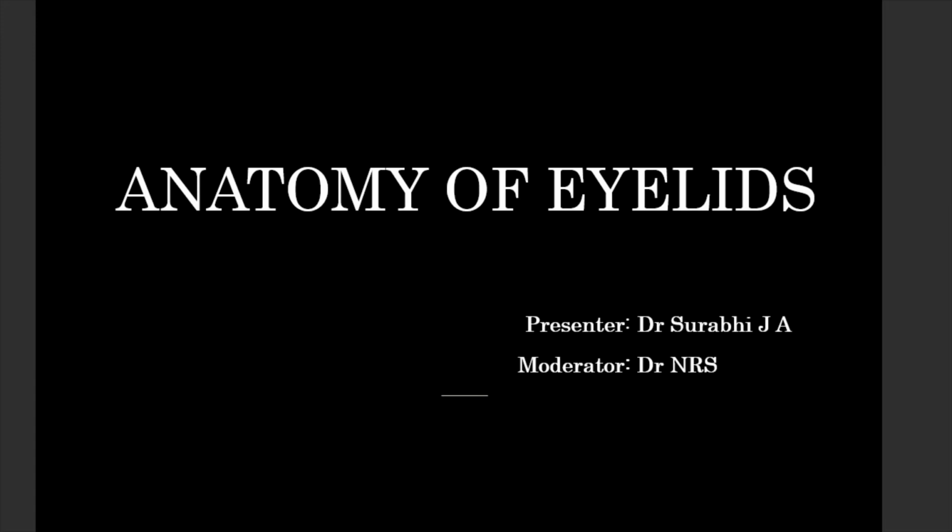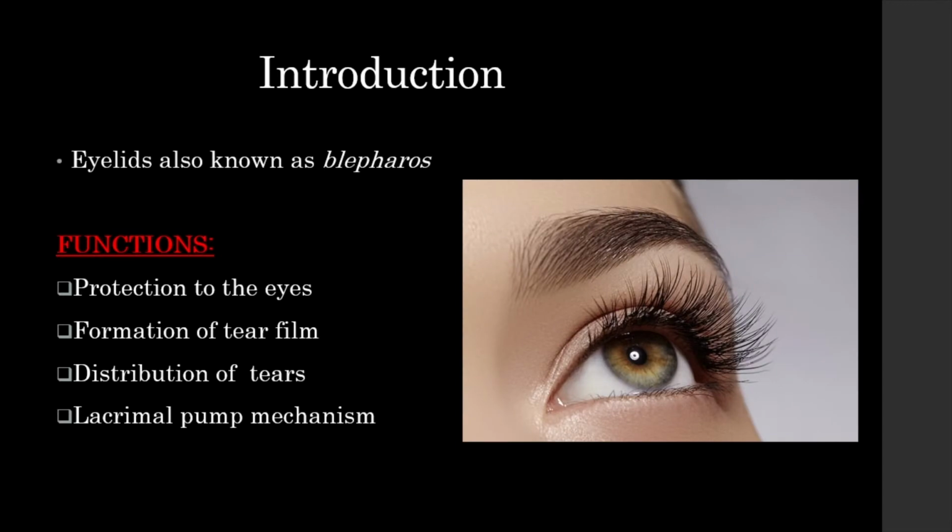Today's topic of discussion is anatomy of eyelids, and the moderator for this presentation is Dr. NRS ma'am. Introduction: eyelids are also known as the blepharos, and these are the mobile tissue curtains which are placed in front of the eyes. The main function of the eyelids is protection, and it preserves the vision. Then it helps in formation of tear film. They contribute to the lacrimal pump mechanism and also evenly distribute the tear film over the anterior surface.